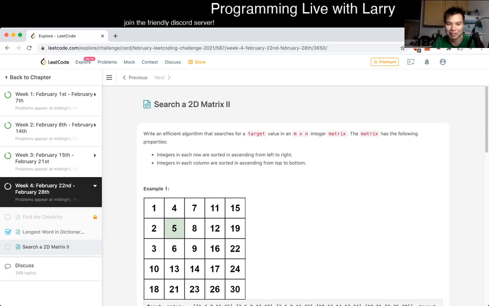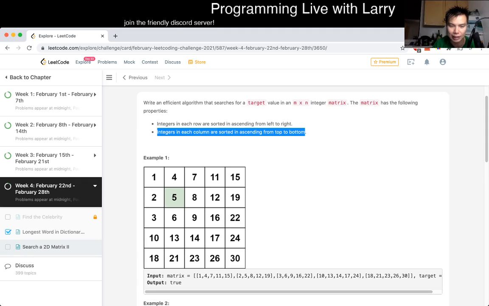Write an efficient algorithm. Yeah, okay. I was going to write an inefficient one, but you got me. Search for a target value. Okay, it's fun. Each row is sorted from left to right. Each column is sorted from top to bottom. So this is a standard-ish problem, and it's not standard. And I don't even know if you should know it. It doesn't come up that much, and I always mess this up.